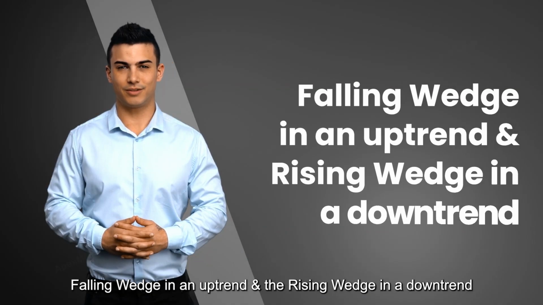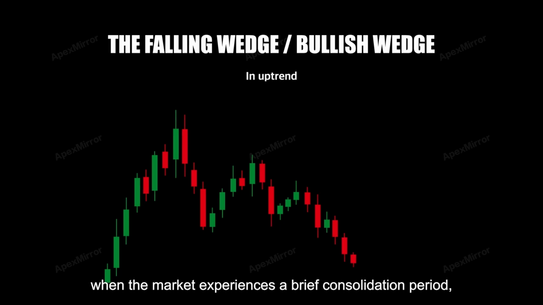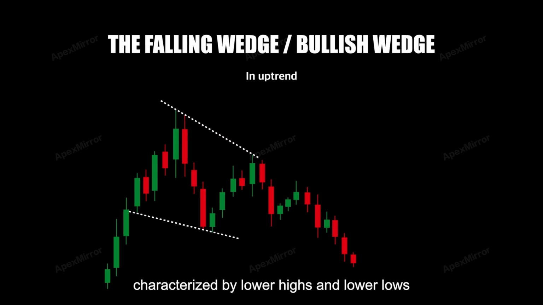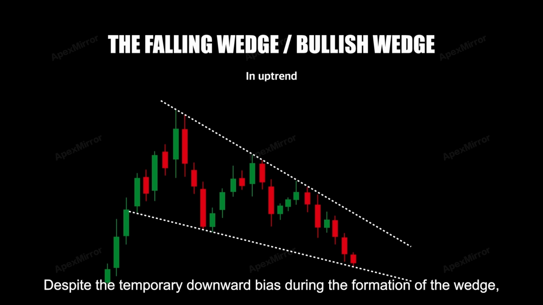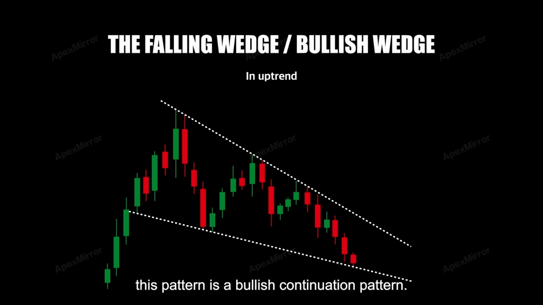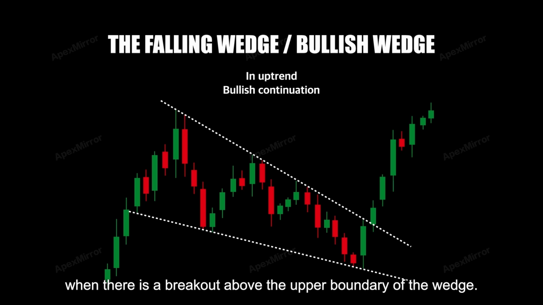Falling wedge in an uptrend and the rising wedge in a downtrend. First, the falling wedge, or bullish wedge, in an uptrend. This pattern typically forms when the market experiences a brief consolidation period, characterized by lower highs and lower lows within a narrowing price range, or wedge, in the midst of an overall upward trend. Despite the temporary downward bias during the formation of the wedge, this pattern is a bullish continuation pattern. The falling wedge pattern is confirmed when there is a breakout above the upper boundary of the wedge.